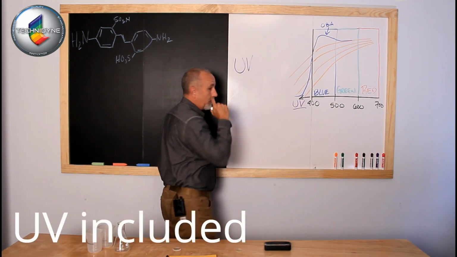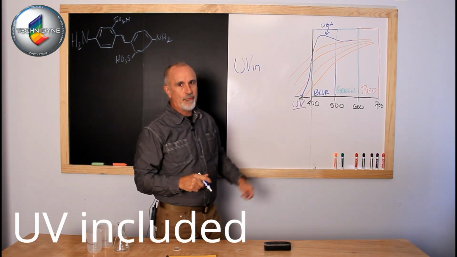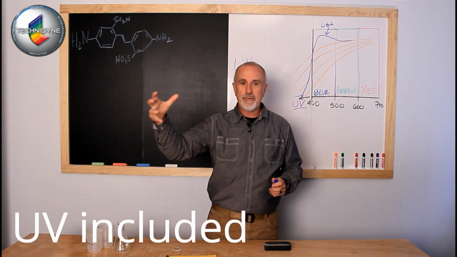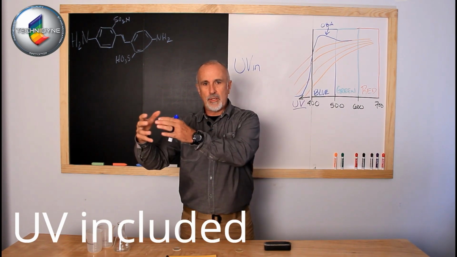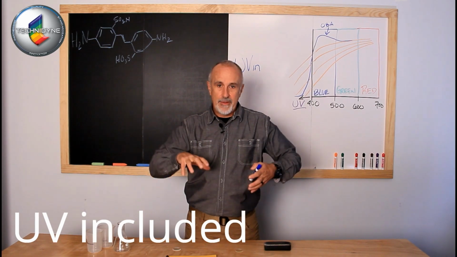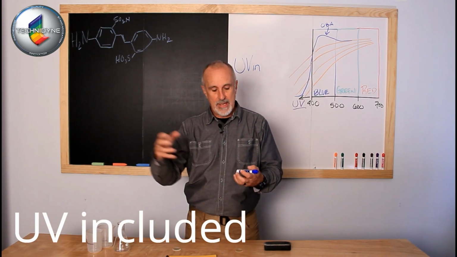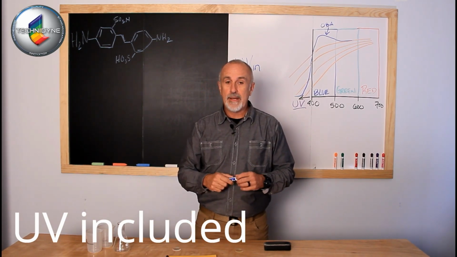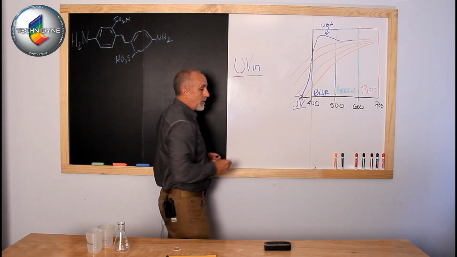UV or ultraviolet, and you'll often see a small IN for included. So it's UV included. So what that means is that if there is ultraviolet energy in the light source of that instrument, that ultraviolet energy is included in the measurement. So it's going to illuminate the sample, and if there's an optical brightener there and you have UV content in that light source, then that optical brightener is going to fluoresce, and that is going to be included in that brightness or whiteness number. Okay, so it is measured UV included.